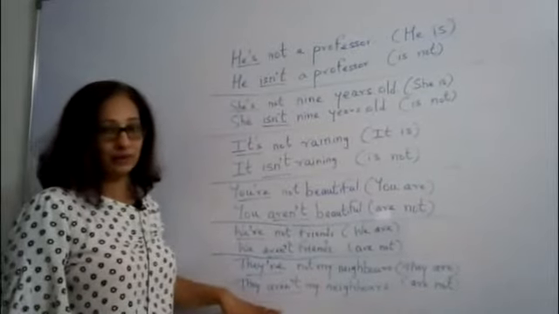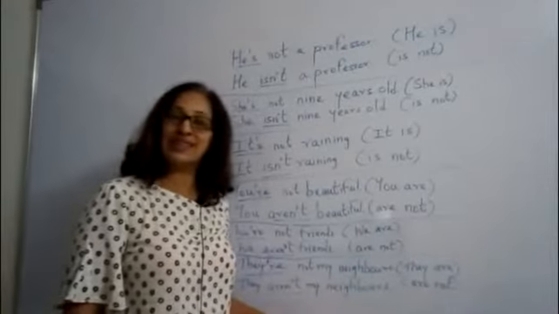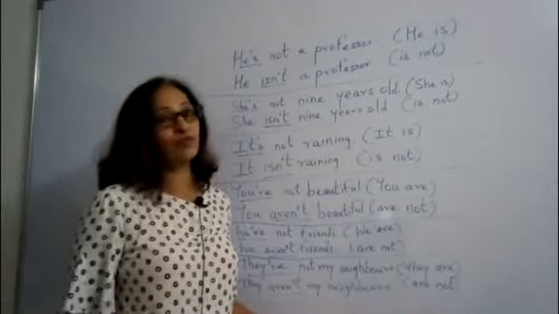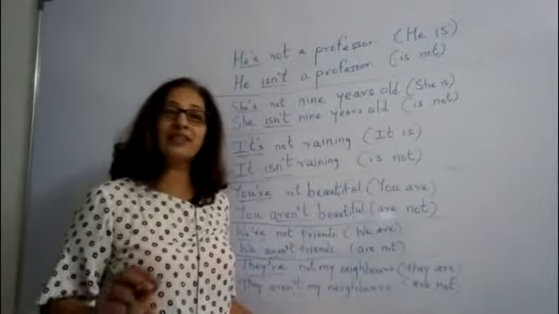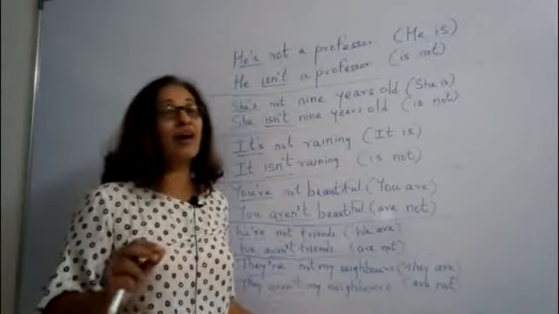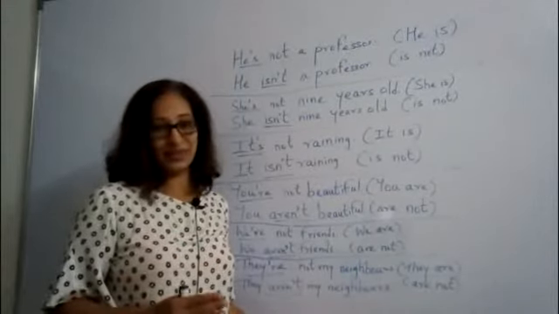So friends, that's the end of the lesson. I hope you found this lesson useful. Now I have some homework for you. You have to write at least 5 to 6 sentences using is, am, are in the comment box. Positive sentences as well as negative sentences.